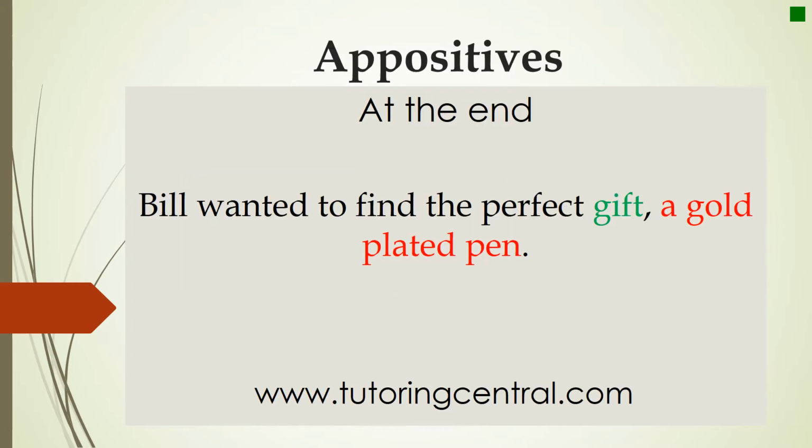Here's our first example, and it's happening at the end of the sentence. Bill wanted to find the perfect gift, a gold-plated pen. The noun in green, gift, is being modified or described by the appositive in red, a gold-plated pen. You can see that we don't need the appositive to have a complete sentence. Bill wanted to find the perfect gift, period. We could simply put a period there. We have a complete sentence, so the appositive could be removed without changing the main part of the sentence. Now, of course, we'd lose that additional information, but it isn't essential or necessary, and that's why we have a comma.